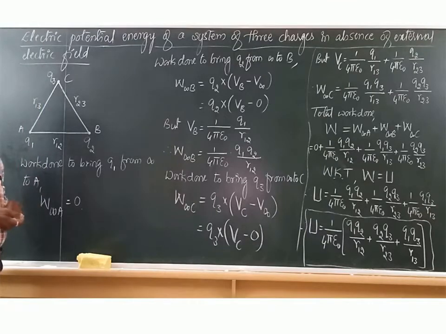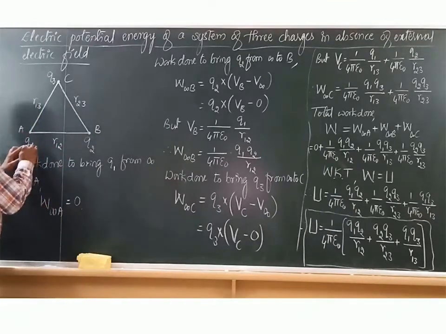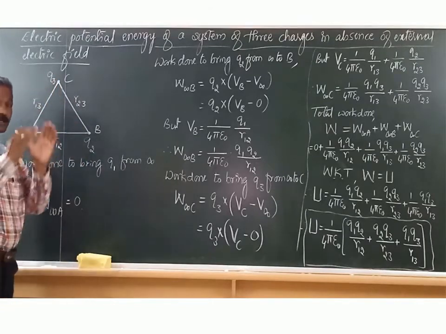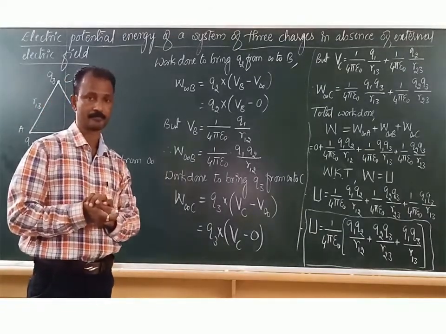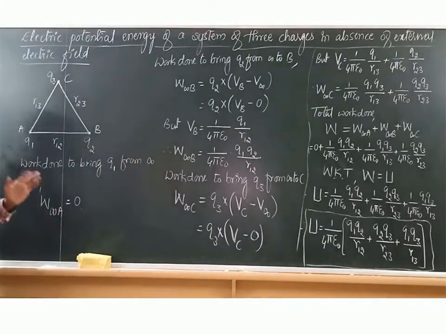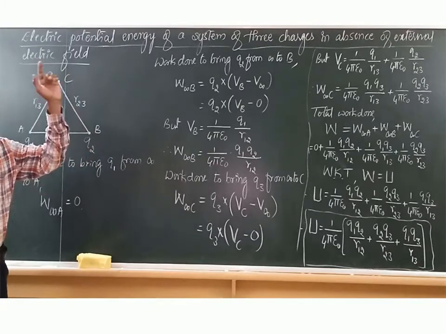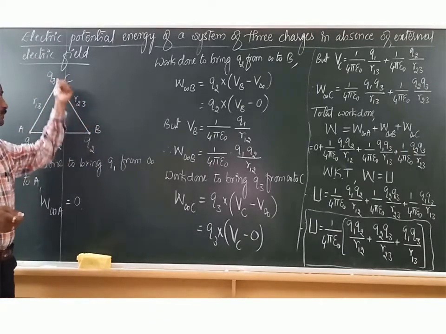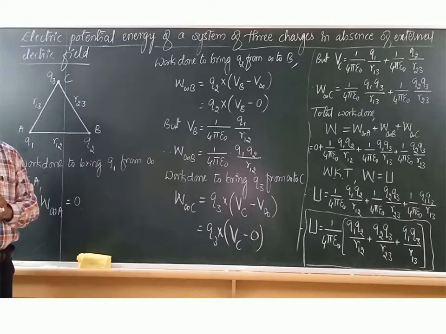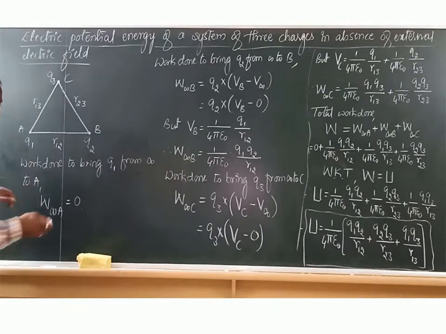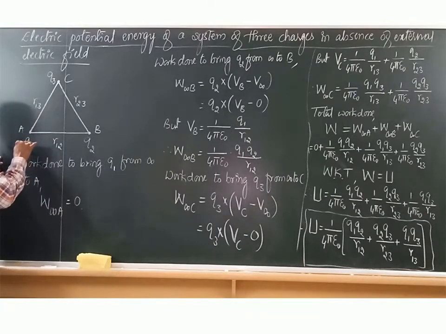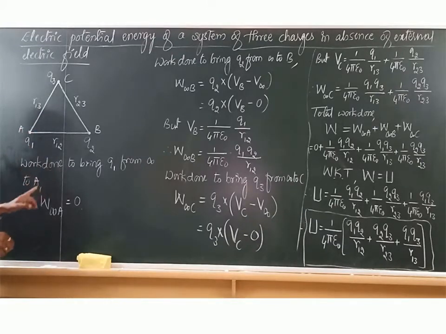To find electric potential energy, first assume Q1, Q2 and Q3 are at infinite distance apart. Then we bring the individual charges from infinity to their respective points. First, to bring Q1 from infinity to point A, work done is given by W infinity A is equal to 0.